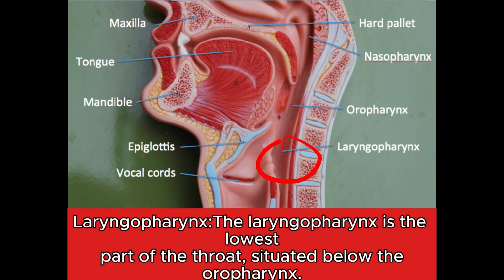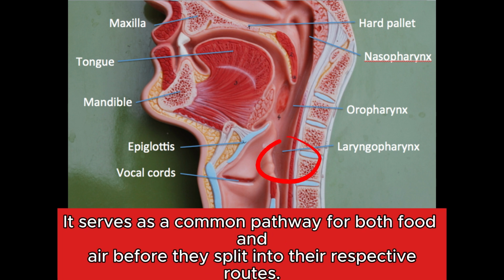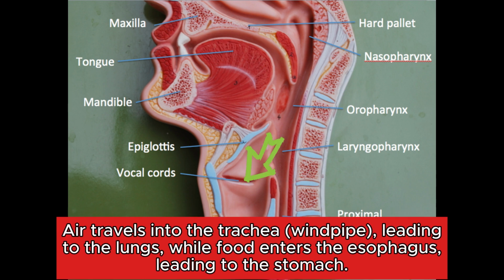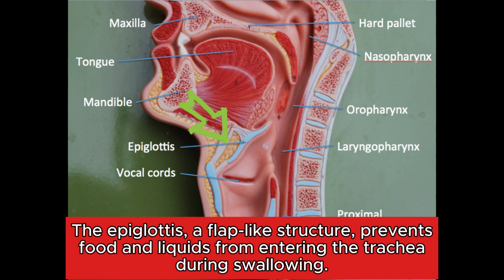Laryngopharynx. The laryngopharynx is the lowest part of the throat, situated below the oropharynx. It serves as a common pathway for both food and air before they split into their respective routes. Air travels into the trachea, or windpipe, leading to the lungs, while food enters the esophagus, leading to the stomach. The epiglottis, a flap-like structure, prevents food and liquids from entering the trachea during swallowing.